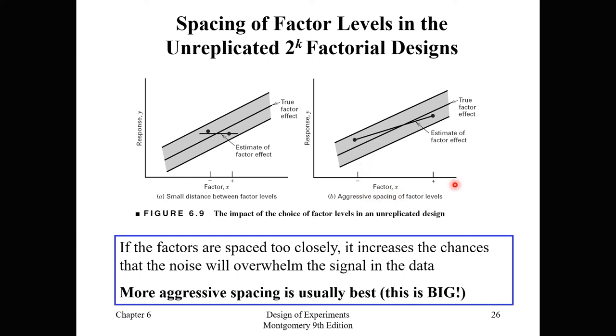Now, it's important for each of your factor levels to fall within reason. These low and high values shouldn't be absolutely ridiculously low and high, but they should be as low as reasonable and as high as reasonable, as opposed to a couple of values in the middle that you're just treating as low and high.